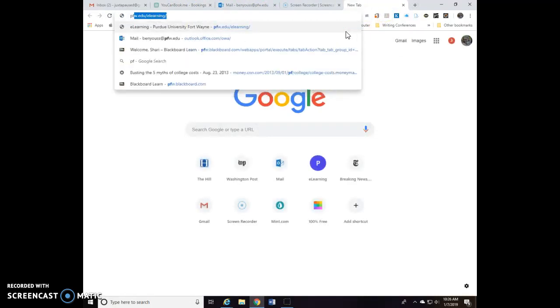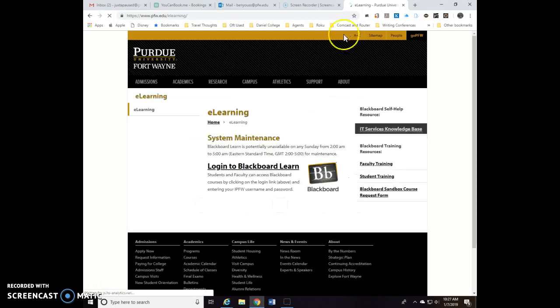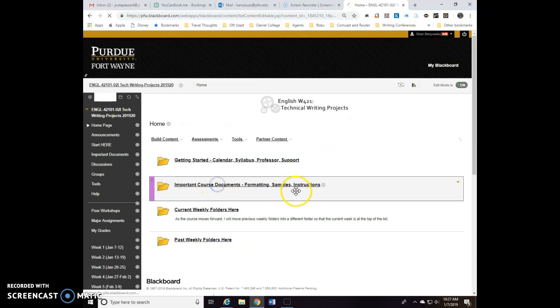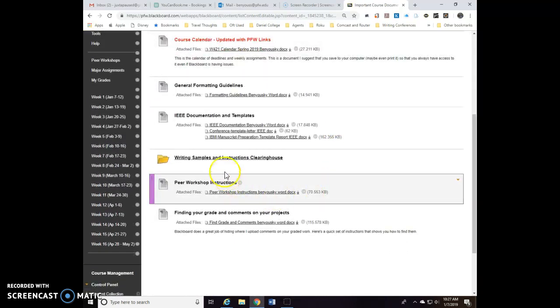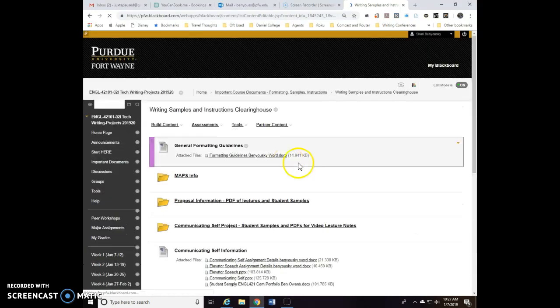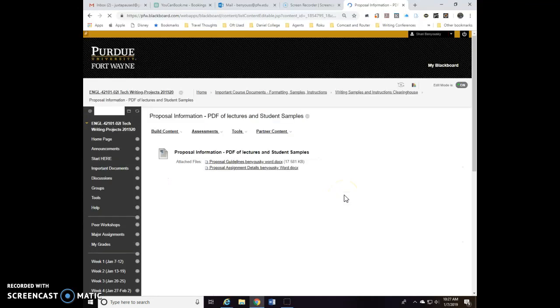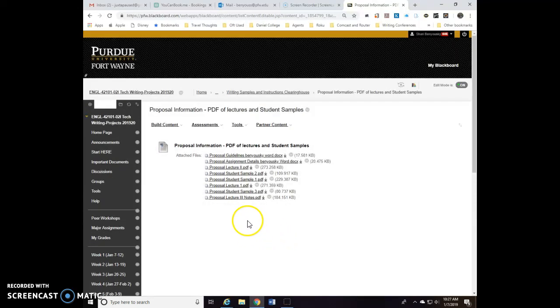Another one I'm going to have you look at. I'm going to do that really fast and put it back together. I'm going to have you look at the student proposal number 3 when we get back here. Well, at least you could see how this all works. Important course documents, writing samples in Clearinghouse, and we're in the proposal information. That's where you'll find all these things. I'll add samples and things throughout the semester as we move along.